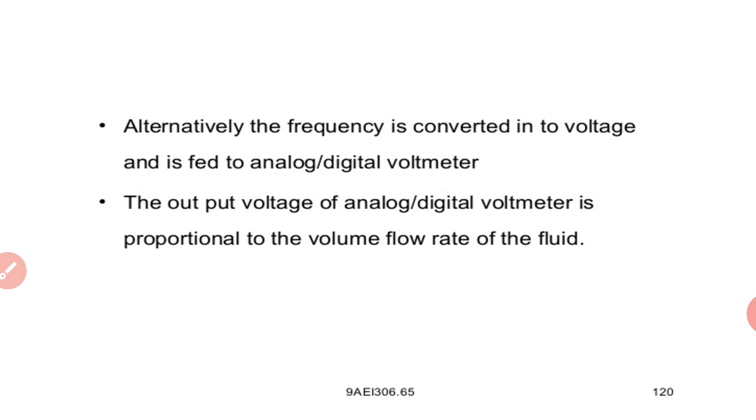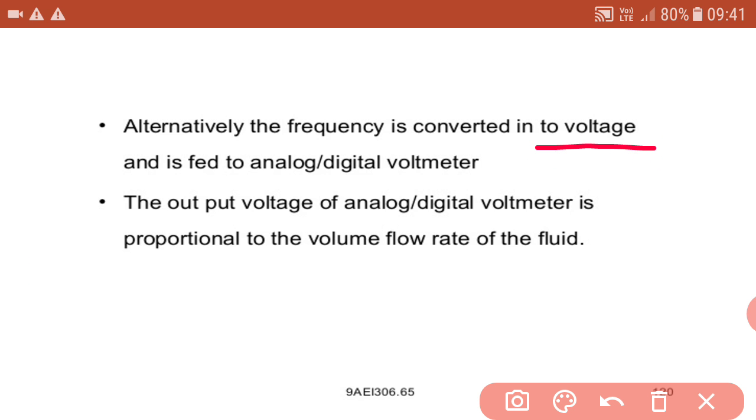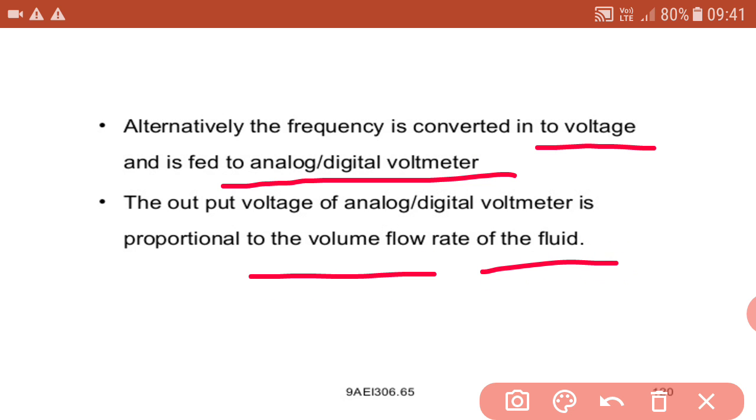Alternatively, the frequency is converted into a voltage and is fed to an analog or digital voltmeter. The output voltage of the analog or digital voltmeter is proportional to the volume flow rate of the fluid. It means the flow rate is directly given in terms of electrical voltage.